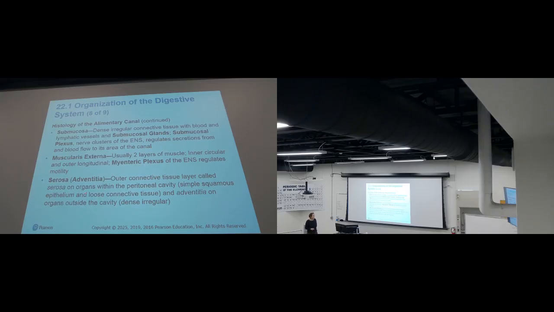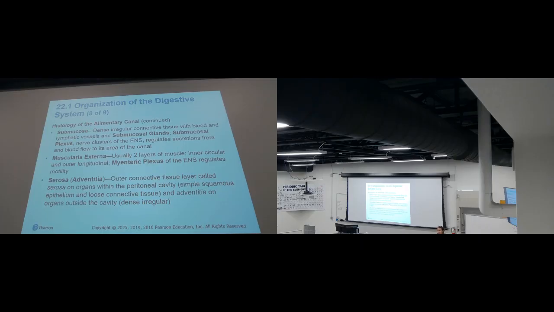Now, the last layer is going to be the serosa or adventitia. It is connective tissue that helps to hold these organs to the surrounding tissues. It anchors them. So in areas like the peritoneal cavity, in this serosa or adventitia, you can have simple squamous epithelium and loose connective tissue. And this would be called serosa when it is found in the peritoneal cavity, while adventitia is outside of the peritoneal cavity, like in the thoracic cavity.